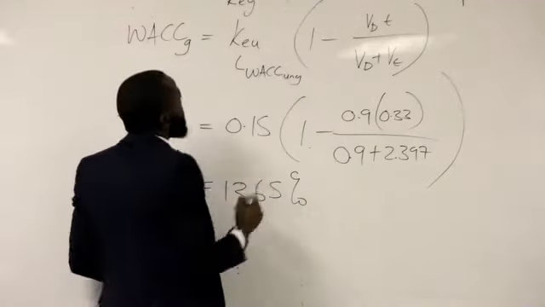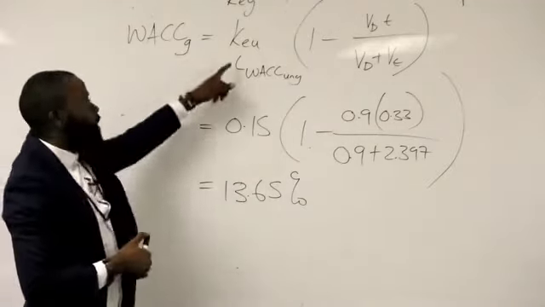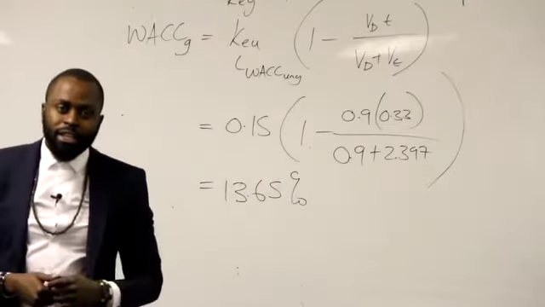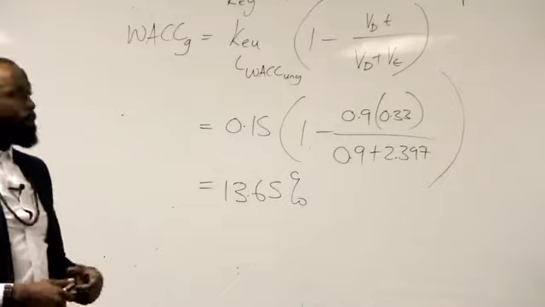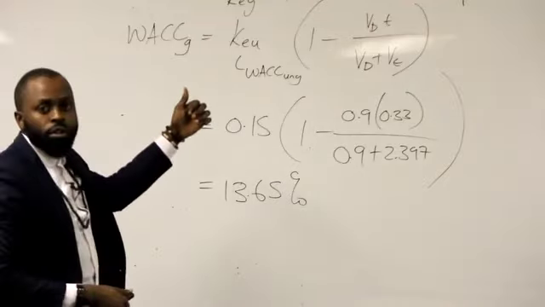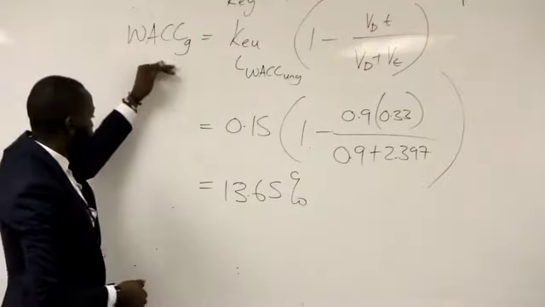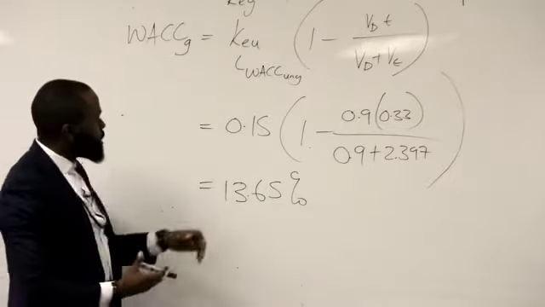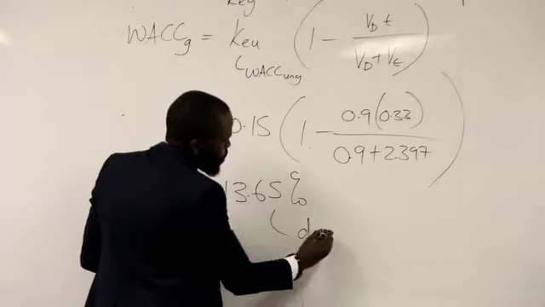16 point something. Then the cost of equity in an ungeared company was only 15. But because we've introduced debt, the downward effect from debt outweighs the upward impact from the cost of equity. Therefore, our weighted average cost of capital falls to 13.65. The more we introduce debt, this will continue to decrease.